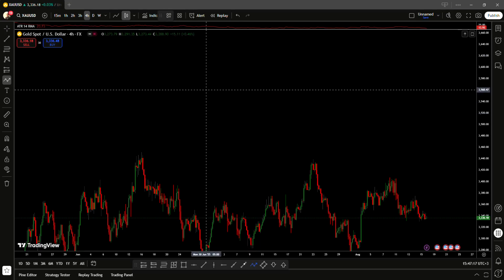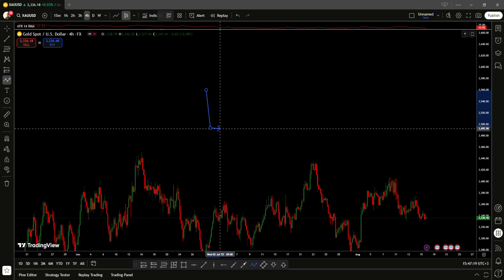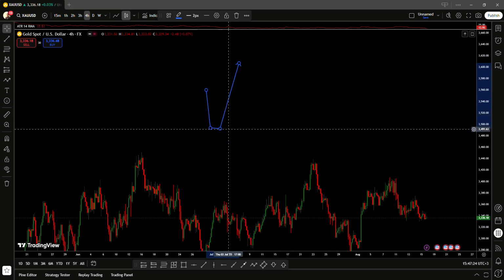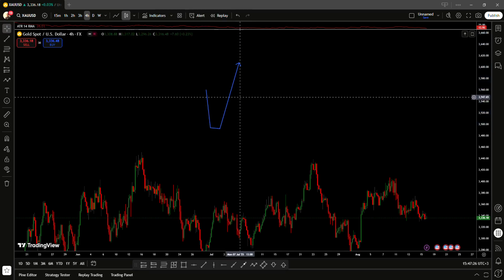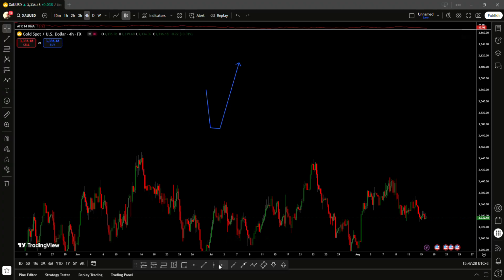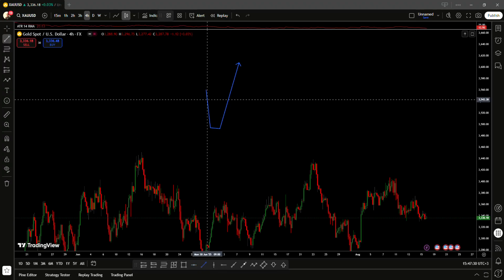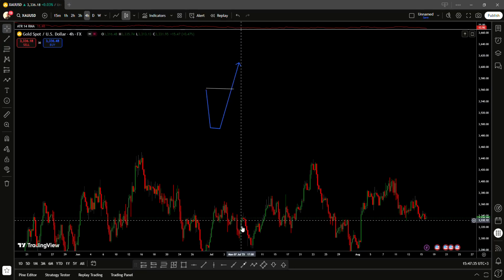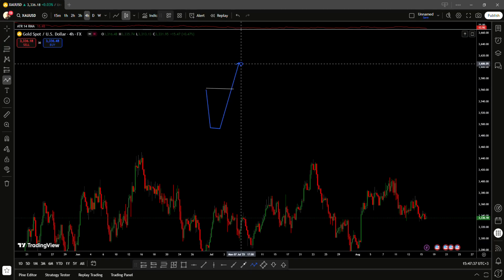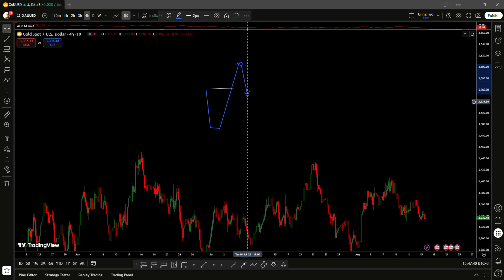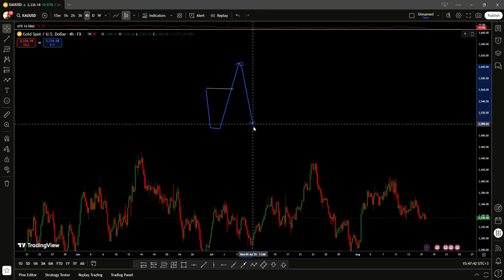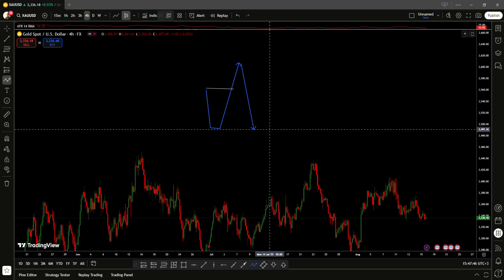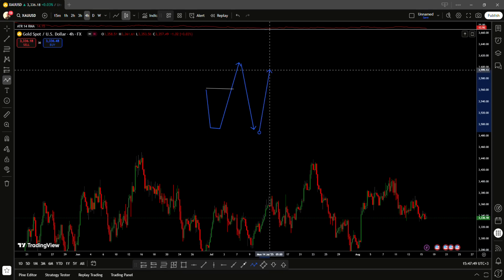In the previous video we had this kind of setup. This one here is a drop base rally setup. It's a break of structure, and then price will come to a demand zone that is left here, and then price will buy from that demand zone targeting the previous high.